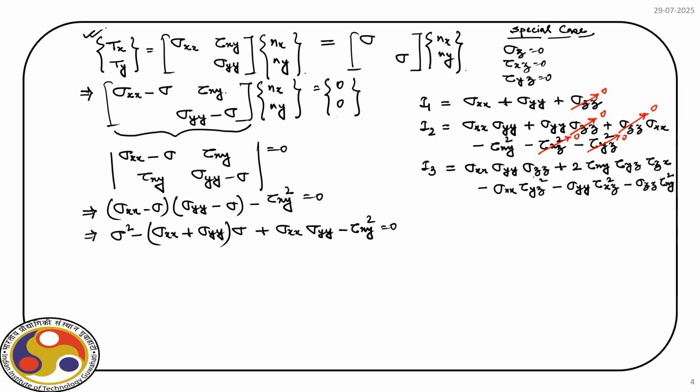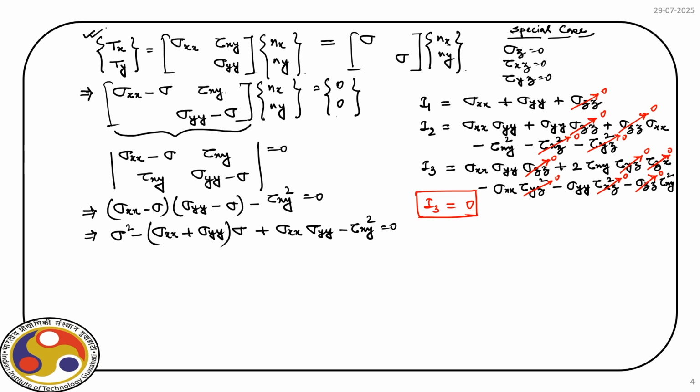And all the components in I3, because they contain the stress components along the z direction, all of them are 0, because here it is 0, here these two components are 0, here it is 0, and here it is 0. So, I3 is equal to 0, and this is basically the condition for plane stress problem.